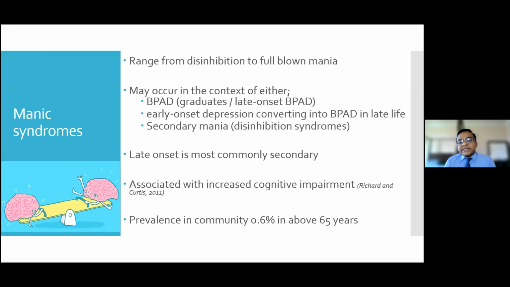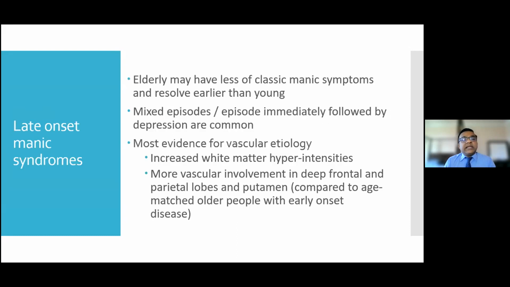Prevalence is 0.6% in those above 65. So it's rare compared to depression, which is the most common, with apathy. And in late onset manic symptoms, elderly may have less classic manic symptoms, and there are mixed episodes, very difficult to identify. Most evidence points to vasculature. So quick comprehensive geriatric assessment and MRI is important because of increased white matter hyperintensities, more vascular involvement in the deep frontal and parietal lobes and putamen.